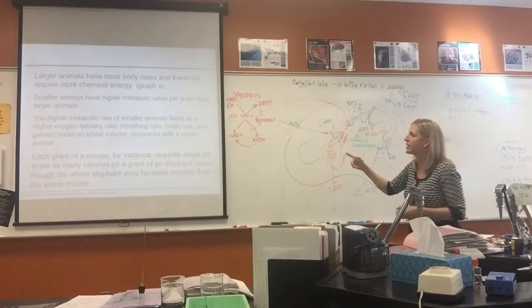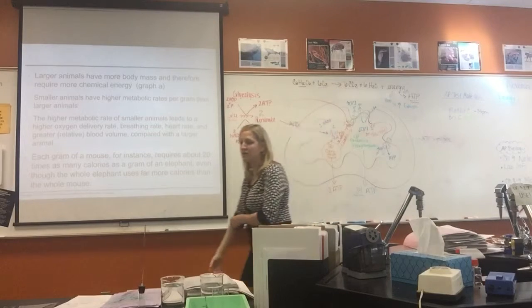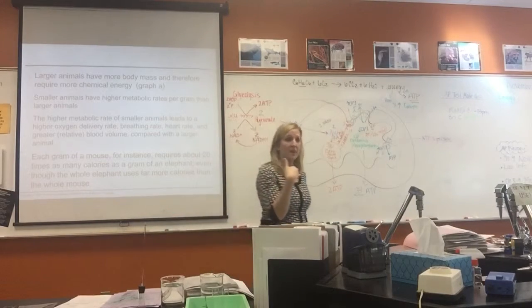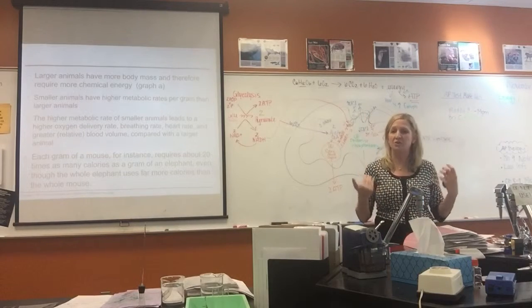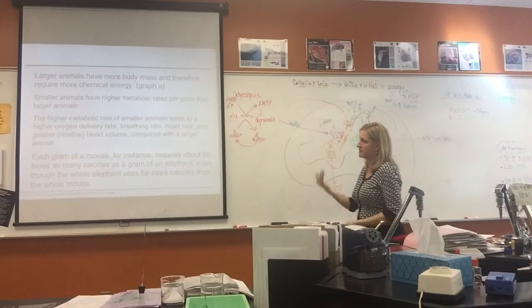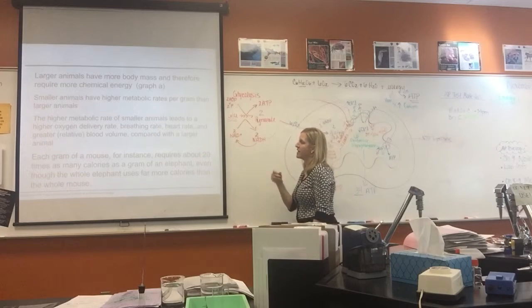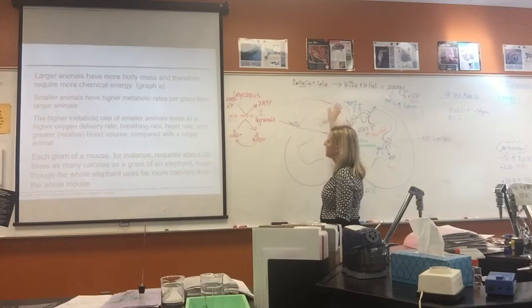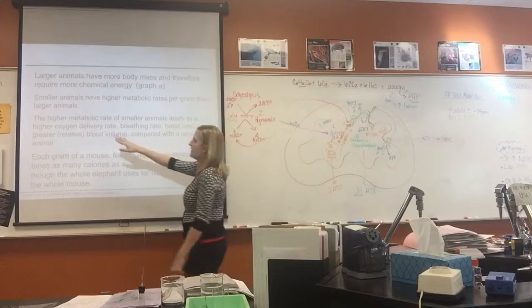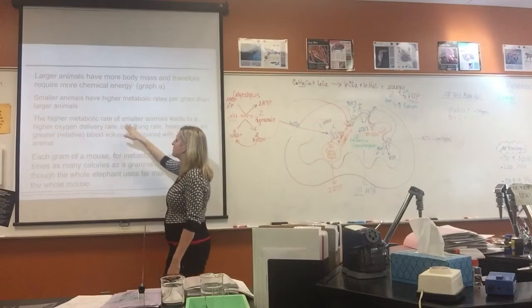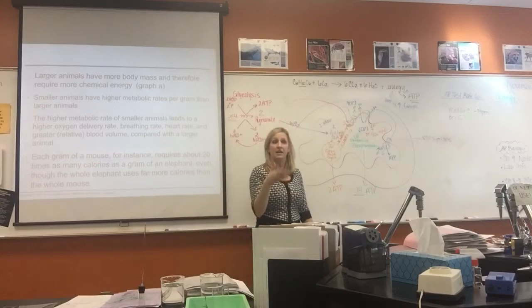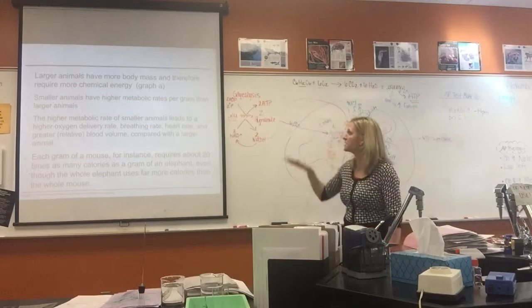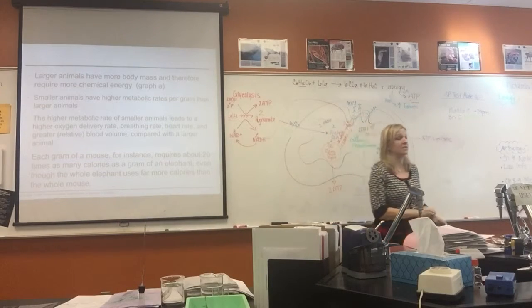And so that's why, here, how do we get oxygen to our cells? You breathe it in, and then from the lungs, the oxygen goes into your bloodstream, and the bloodstream carries the oxygen to your cells. So if a small animal has a high metabolic rate in the cells, then they have to have a high oxygen delivery rate. So therefore, two things come into play with that. Your breathing rate: they take in more oxygen, their breathing rate is higher, and their heart rate increases.